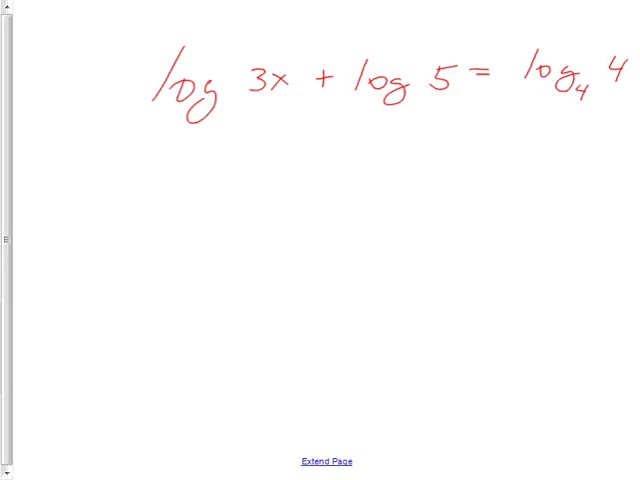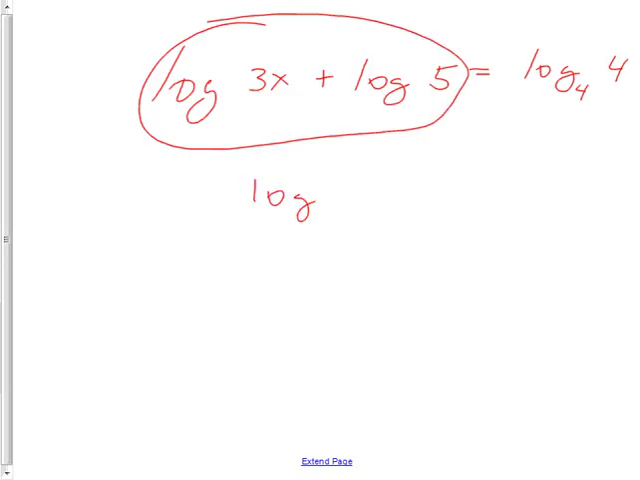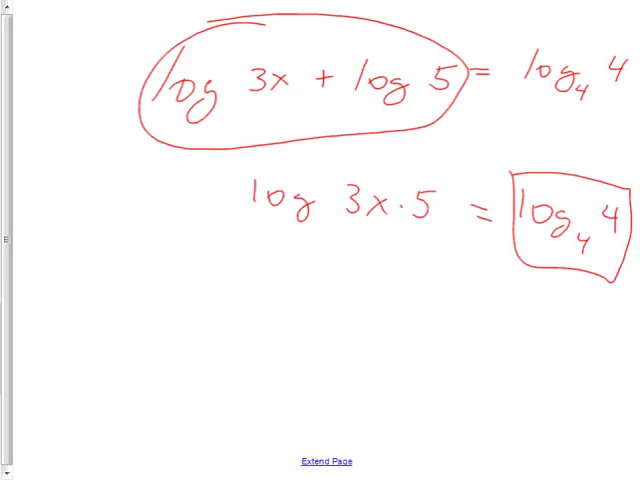So this falls under the category of condense if you can and simplify when you can. I want to condense that. Log of 3x times 5 equals log base 4 of 4. That's a big hint since those two are the same. What's that equal to then? That's equal to 1. So then log of, I'm going to call it 15x, is equal to 1. And then your go-to strategy, rewrite.